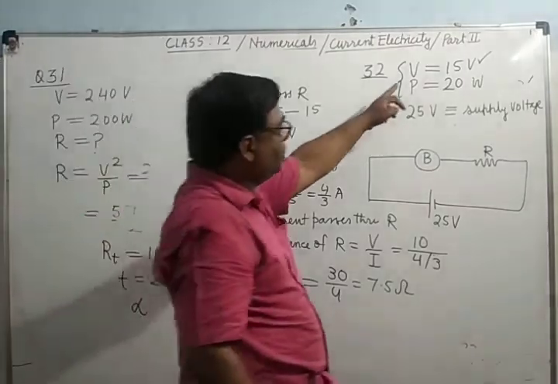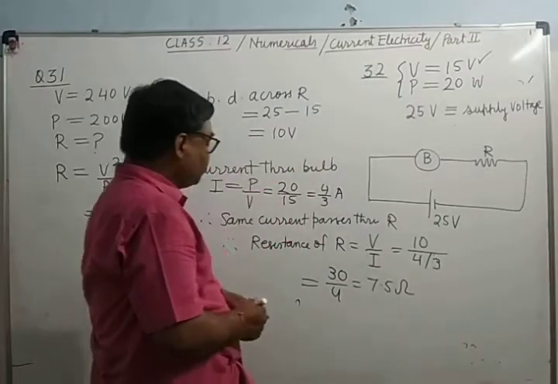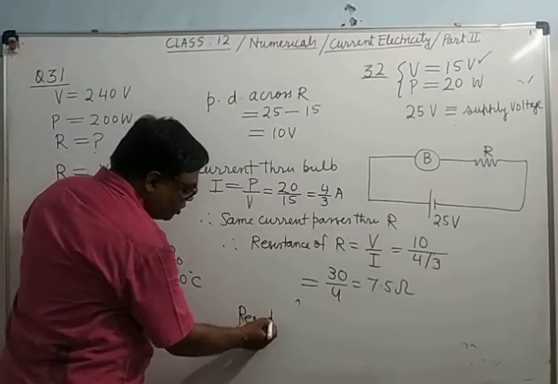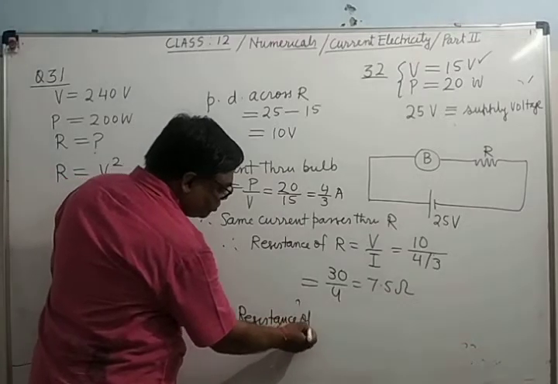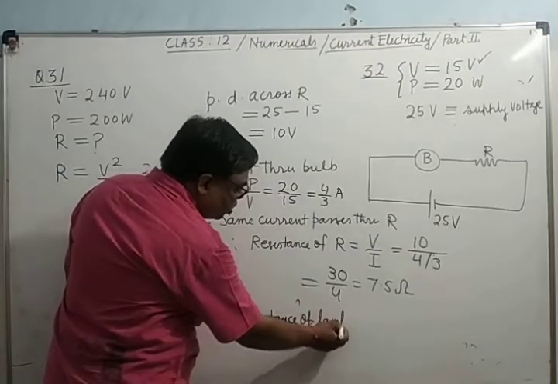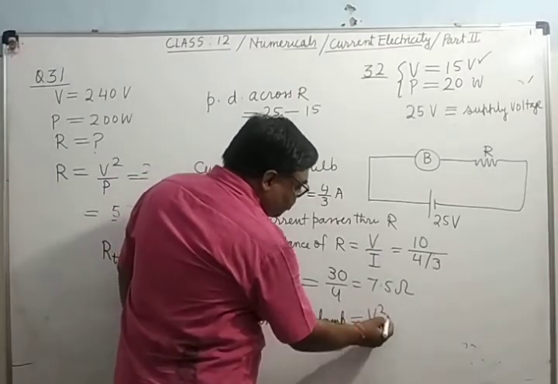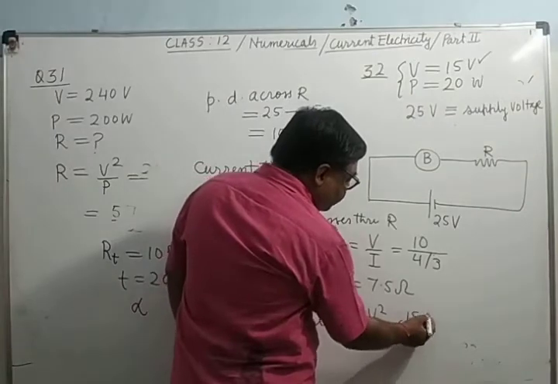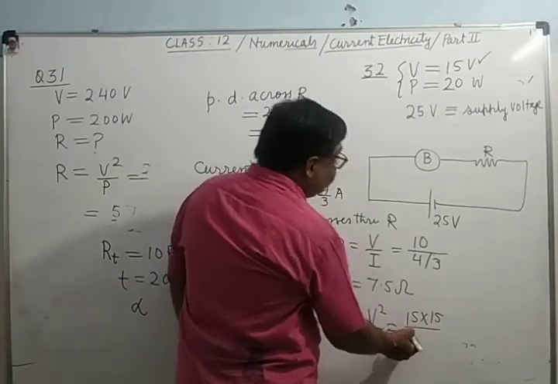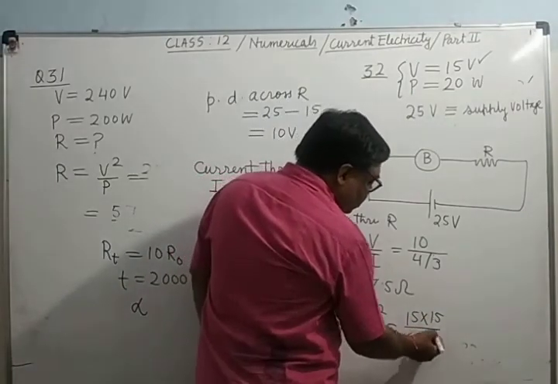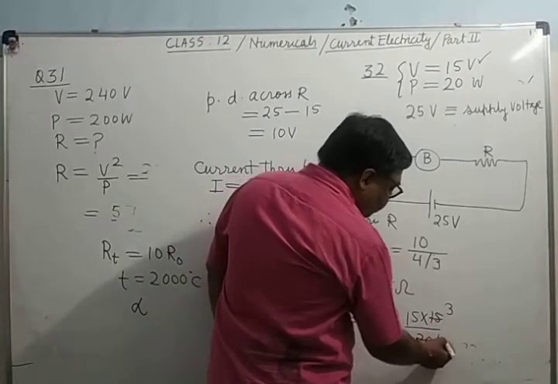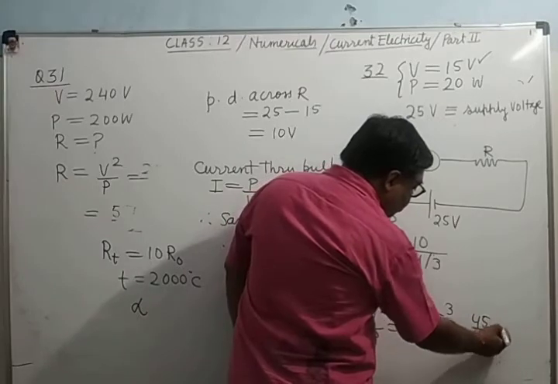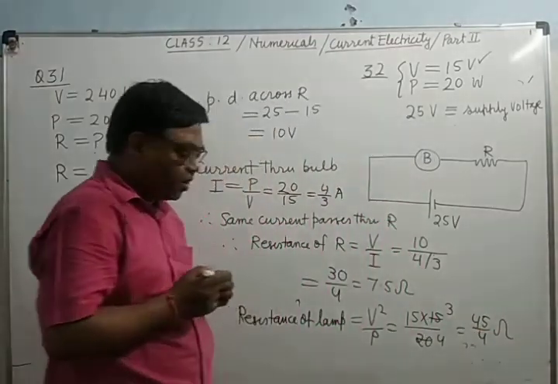Resistance of the lamp means its resistance. So what is the resistance of the lamp? It will be equal to V square upon P. What is V square? 15 into 15, and P is how much? 20. So 5 3 15, 5 4 20, that is 45 upon 4 ohm. 45 upon 4 ohm.